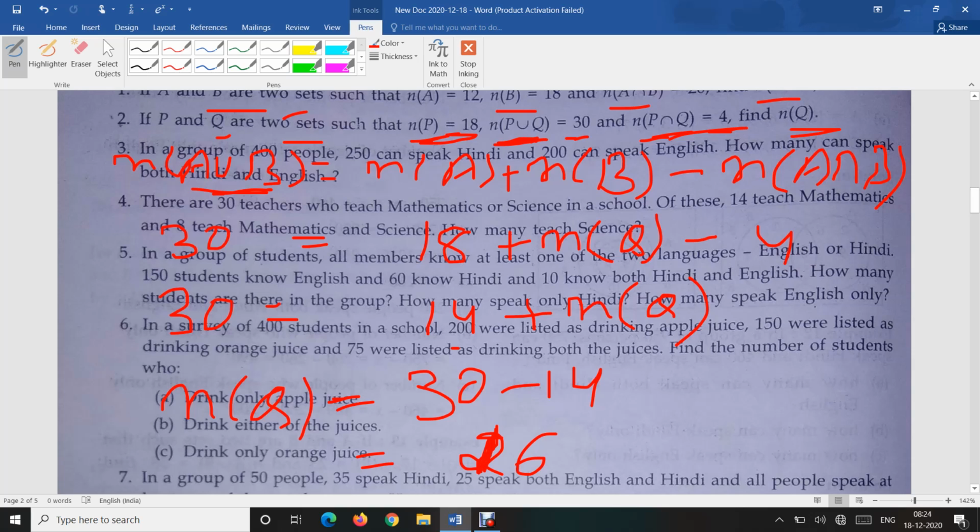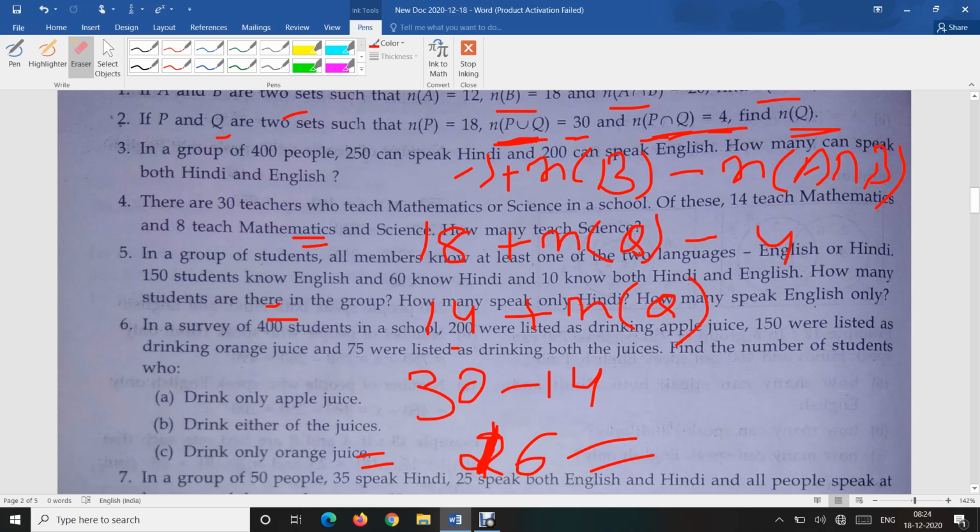Sorry, 16. N of q is equal to 16. Hope you understand this also. You have to write down all these questions in your notebook, and let us move towards question number 3.